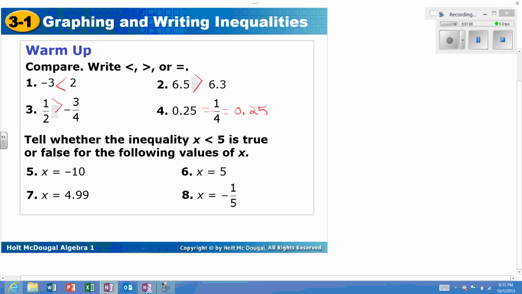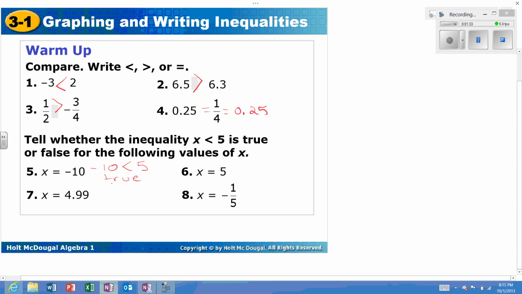Okay, so now we're going to tell whether the inequality x is less than 5 is true or false for the following values of x. So we're going to plug the values of x into the inequality. So x equals -10. Well, let's plug that into our inequality. And let's check, is -10 less than 5? It is, so this is true.